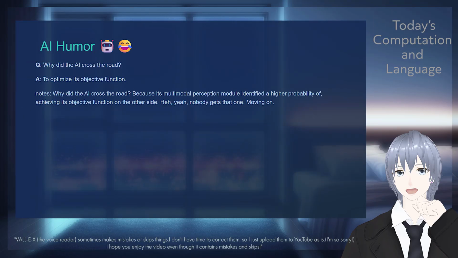Why did the AI cross the road? Because its multimodal perception module identified a higher probability of achieving its objective function on the other side. Yeah, anybody get that one?